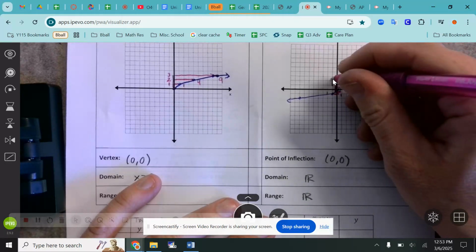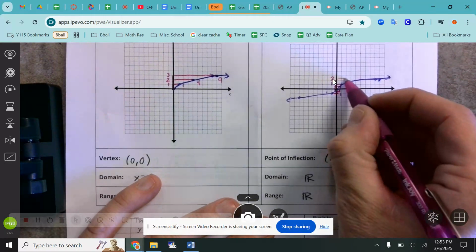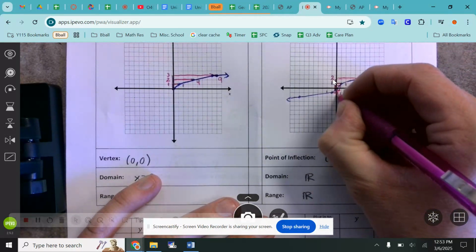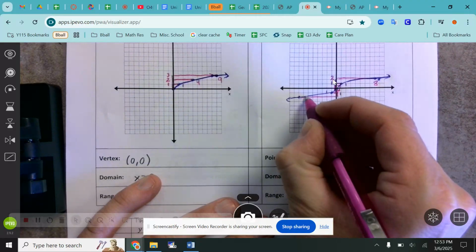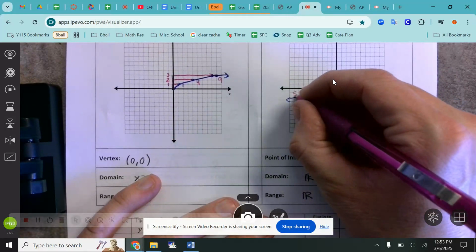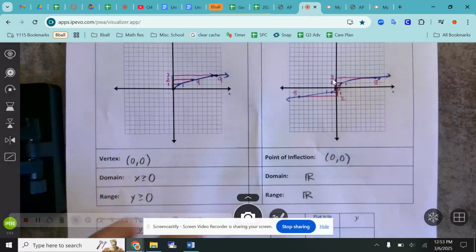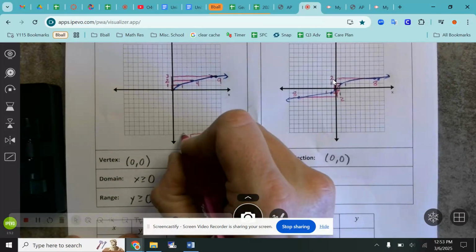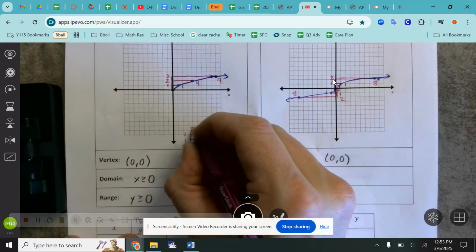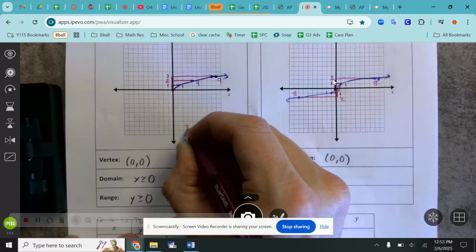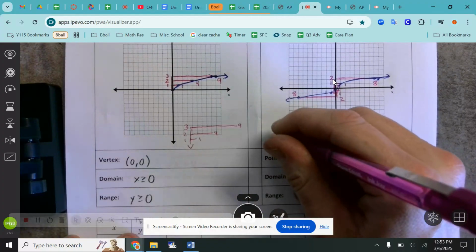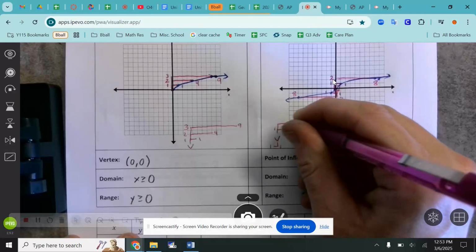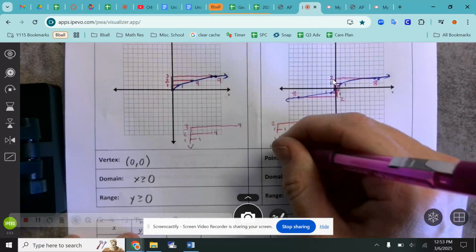If I go up 2, I am going right 8. If I go down 2, I'm going left 8. Okay, so again, the pattern for a square root is 1, 1, 2, 4, 3, 9. For a cube root, it's 1, 1 in both directions, and then it's 2, 8 in both directions.